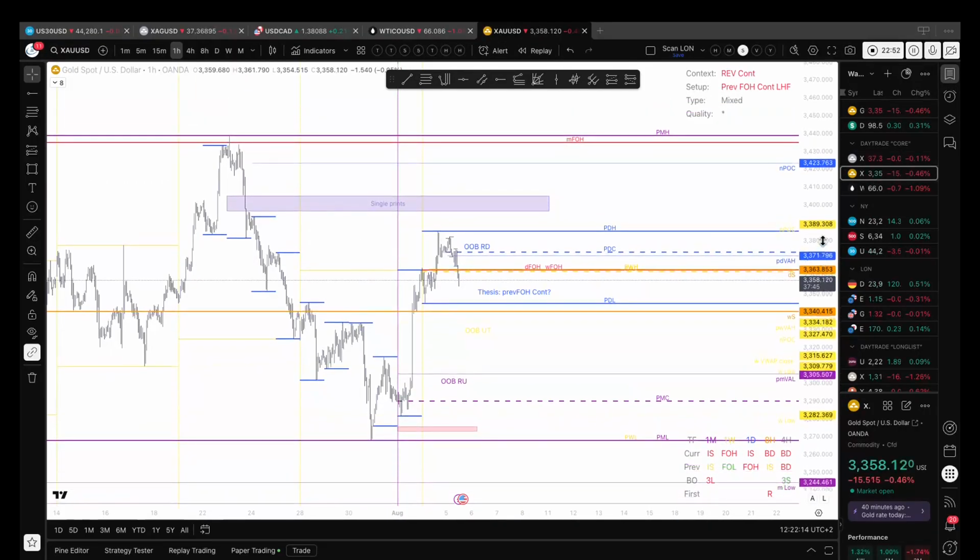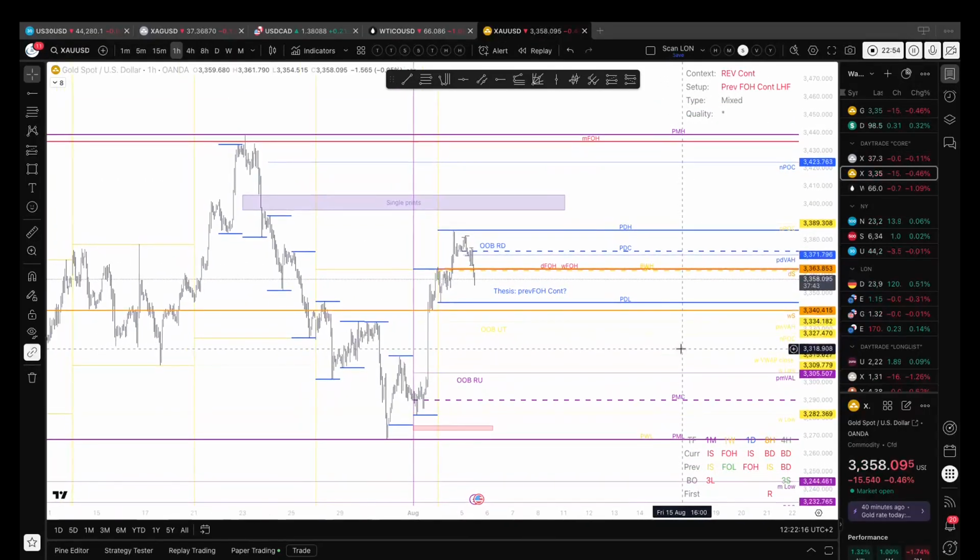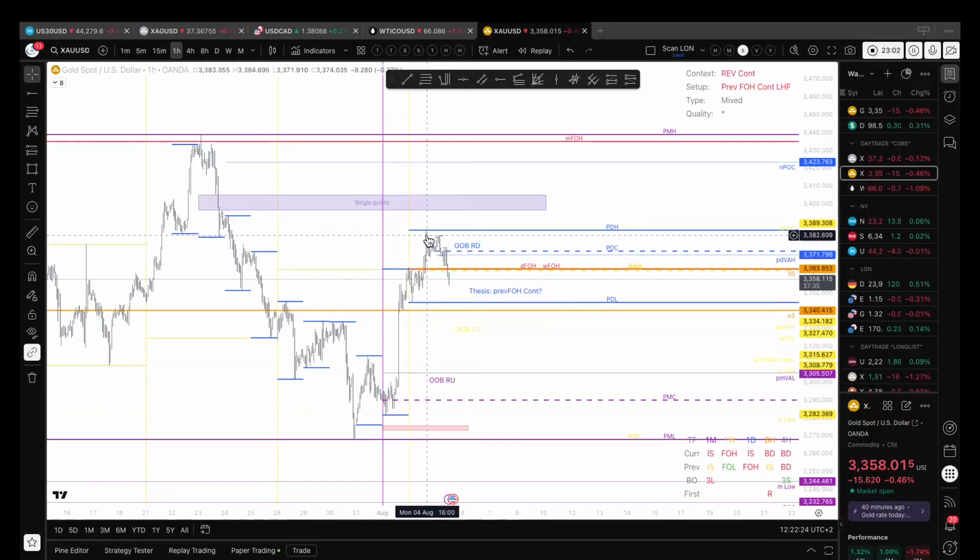Then gold. As we discussed, previous fake out high continuation, out of balance reversal down. Here you see it. 2 pushes up, now pulling back in. Potentially previous fake out high continuation.